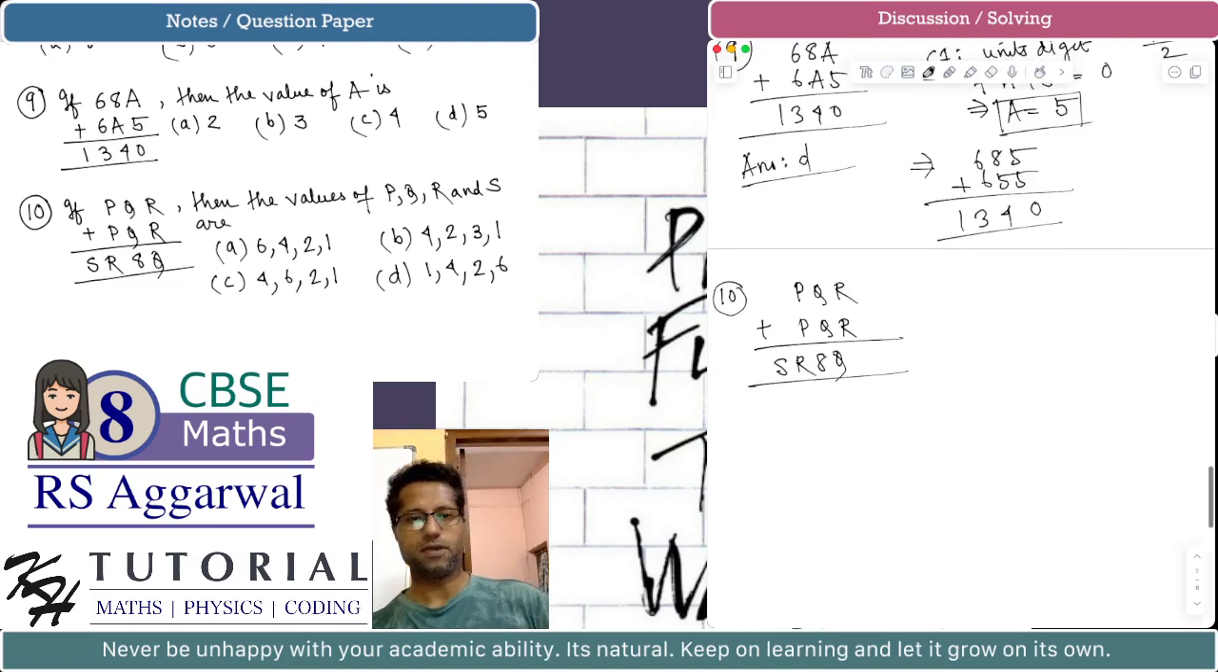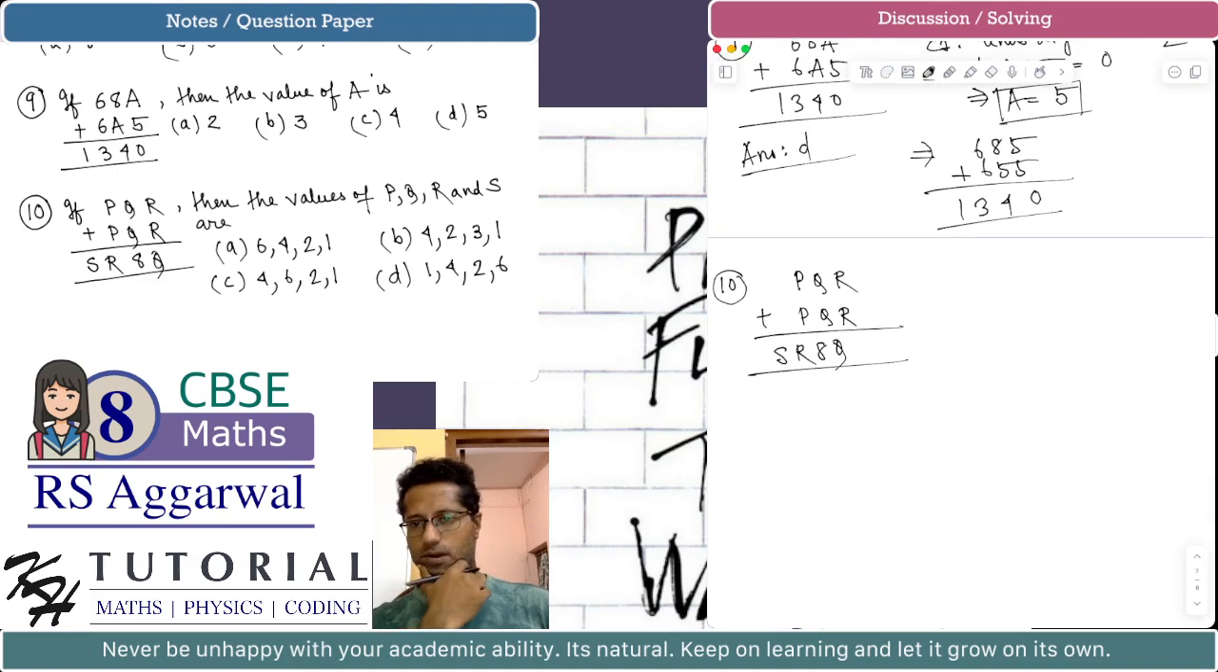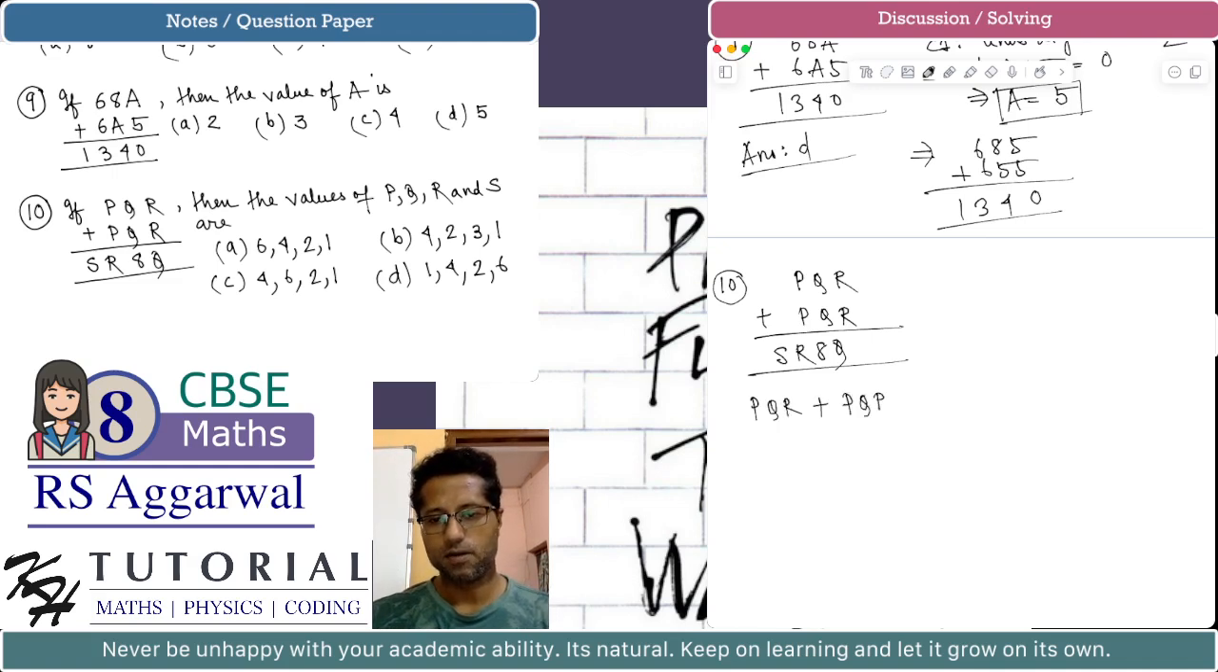This kind of problem really puts me in trouble. I'm not always able to solve it properly. Now, the question is, do we apply the general form of numbers? So, if we say that the result is something like PQR plus PQR is equal to SR8Q. Okay.